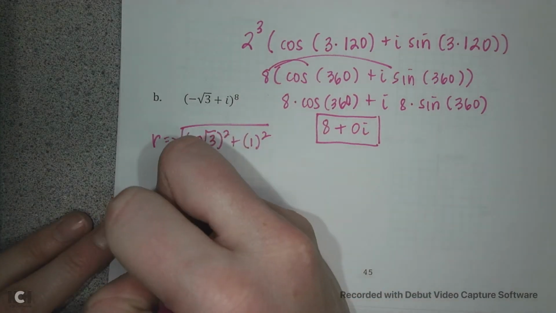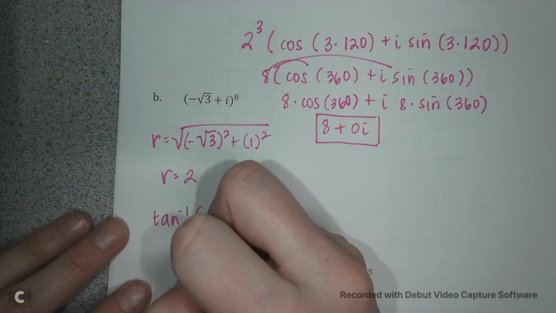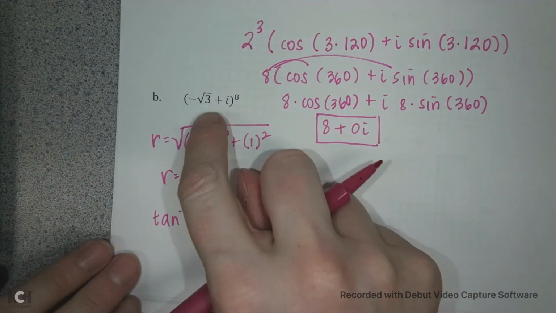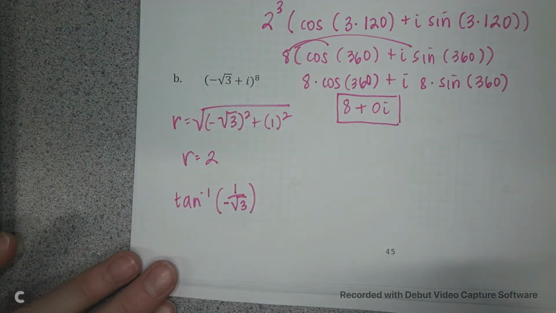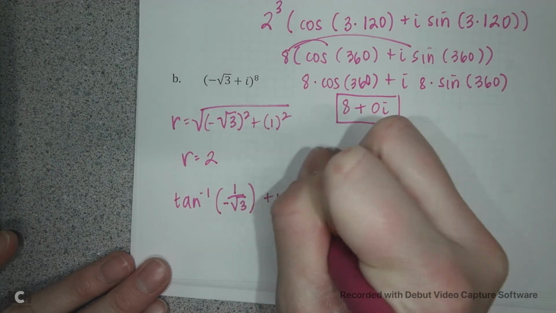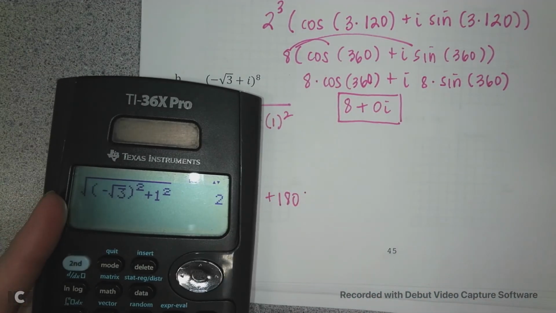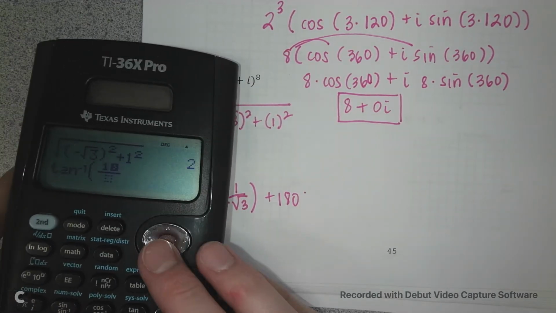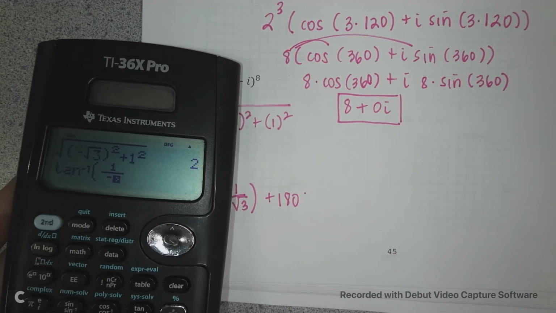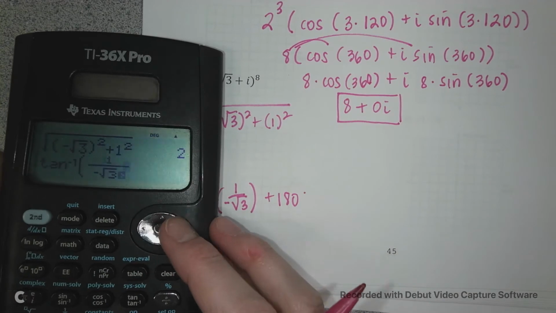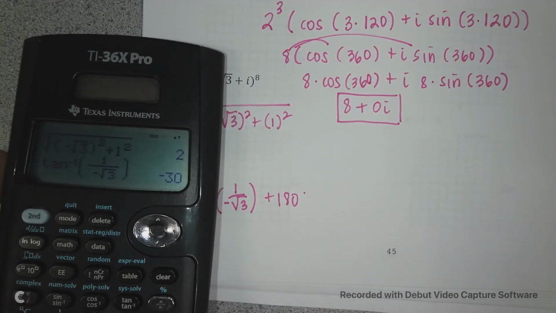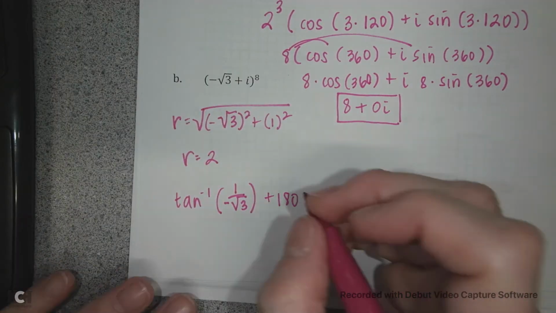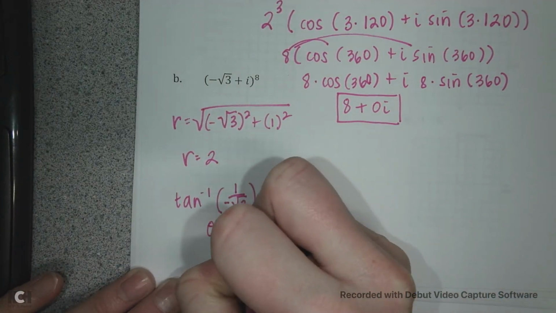And then our tan will be 1 over negative root 3. And since negative root 3 is below 0, we have to add an additional 180 degrees. So the inverse of tan, fraction button, 1 over negative root 3 equals negative 30, plus 180 is 150. So theta is 150.